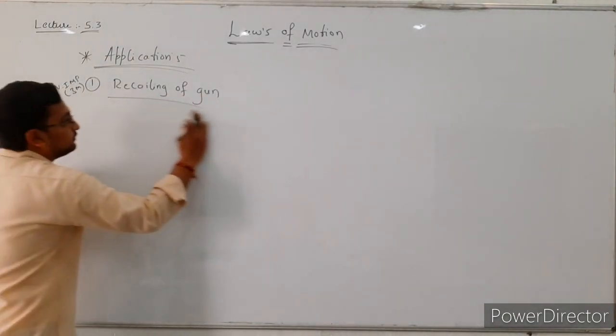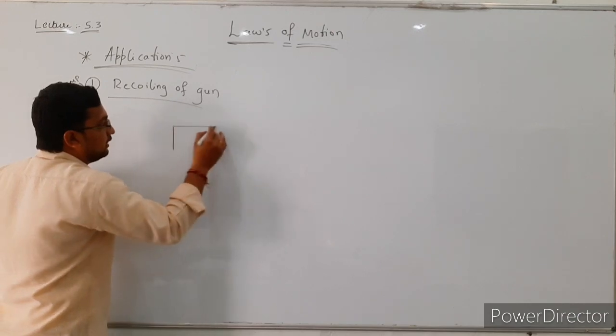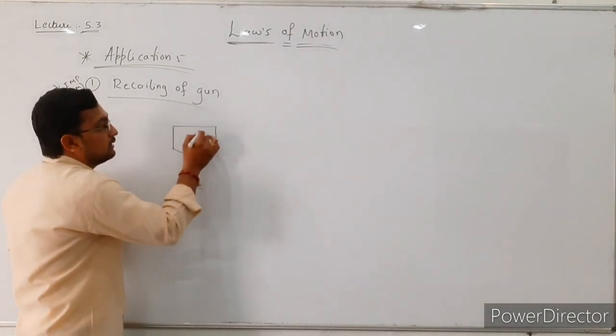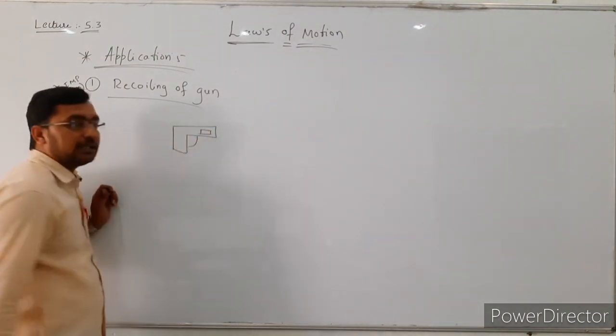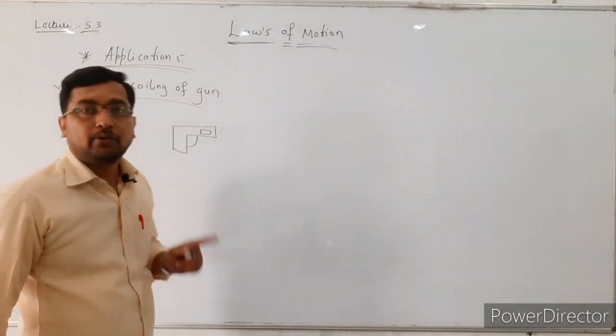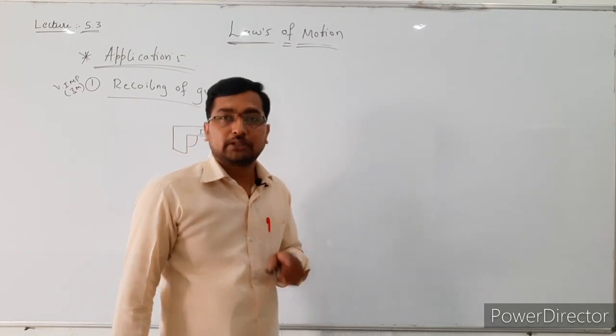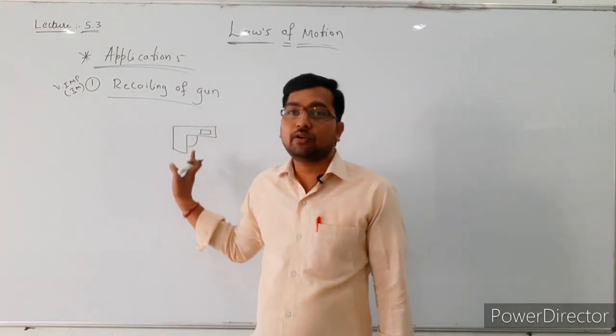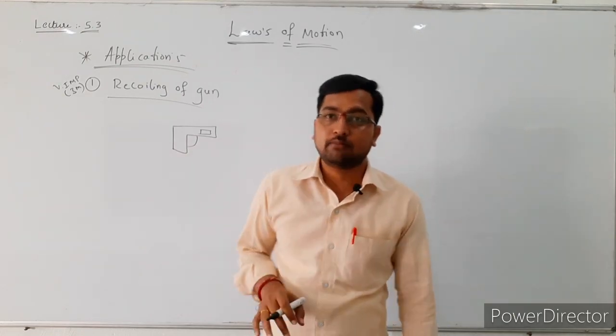See here. So consider, this is the gun, and this is the bullet. Initially both the gun and the bullet are at rest. Then the total momentum before firing is 0.